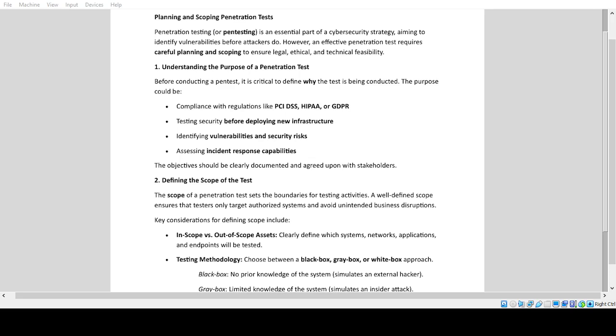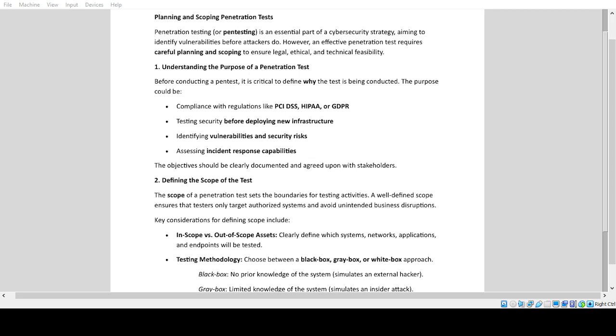Planning and scoping penetration tests. Penetration testing, or pentesting, is an essential part of a cybersecurity strategy aiming to identify vulnerabilities before attackers do. However, an effective penetration test requires careful planning and scoping to ensure legal, ethical, and technical feasibility.